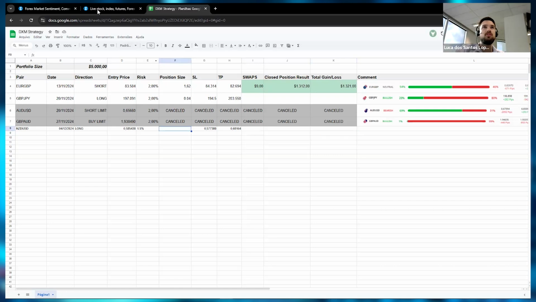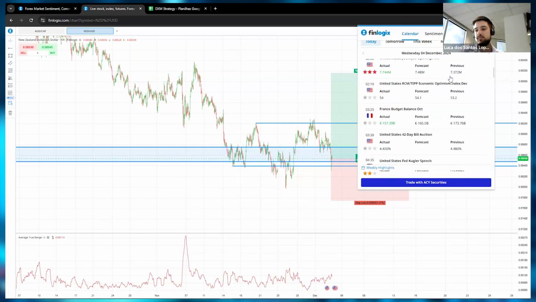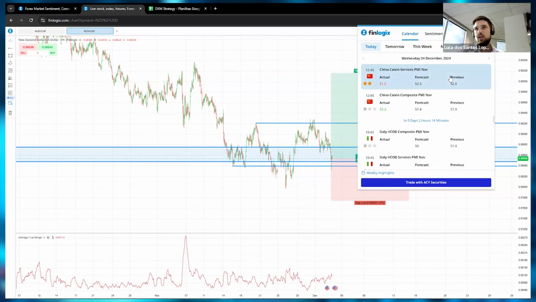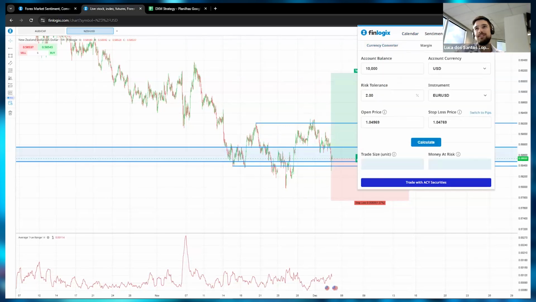Now let's calculate the position size. So let's go into plugins, extensions, FinLogics extension. And then we go into calculators, and then we go into position sizing, and then we do 5,000 account currency US dollar, risk 1.5% on NZDUSD.